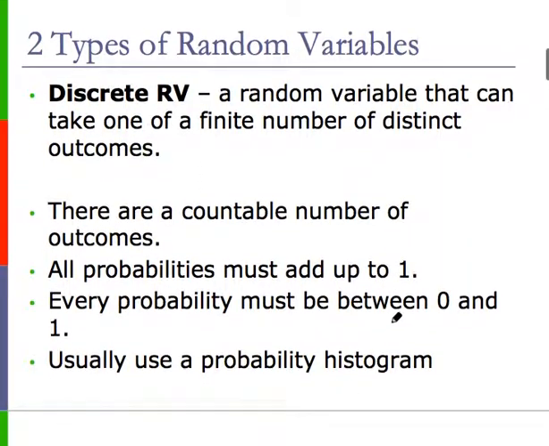There are two types of random variables. The first one is a discrete random variable. A discrete random variable is a random variable that takes on a finite number of distinct outcomes. There are a countable number of outcomes, and that's how you know if it's discrete or not. As always, all probabilities must add up to 1. Every probability has to be somewhere between 0 and 1. That is a bit of a review from chapter 14. Usually a probability histogram is created to show the information, but keep in mind that probabilities are between 0 and 1. So that's for a discrete random variable.